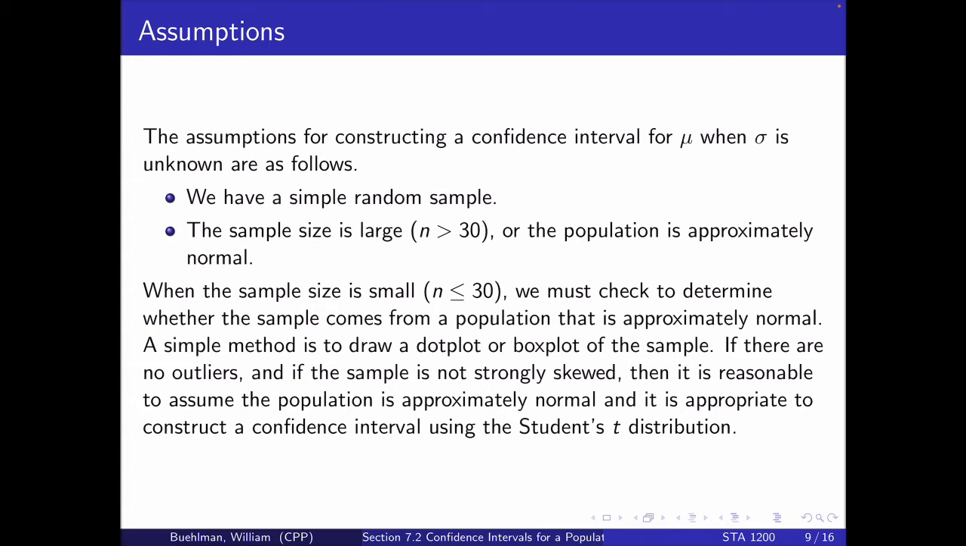Again, we need a simple random sample as before, and we need a large sample, n greater than 30, or the population to be approximately normal. When the sample size is small, less than 30, we must check to determine whether the sample comes from a population that is approximately normal. A simple method is to draw a dot plot or box plot of the sample. If there are no outliers and if the sample is not strongly skewed, then it is reasonable to assume that the population is approximately normal, and it is appropriate to construct a confidence interval using the student's t-distribution.